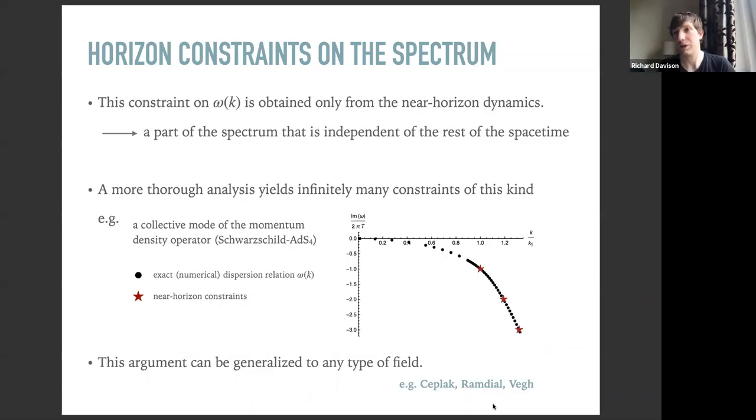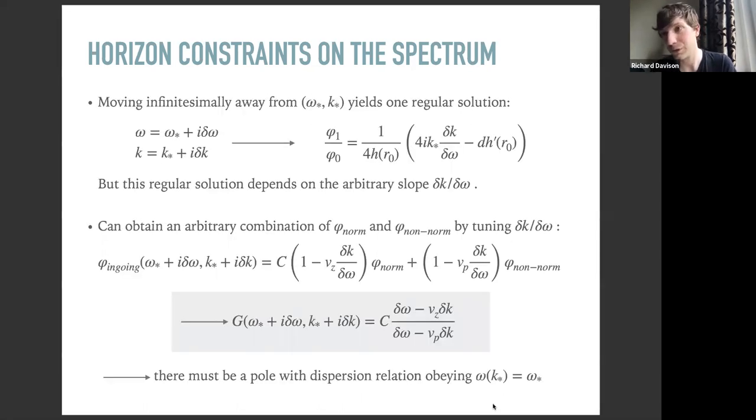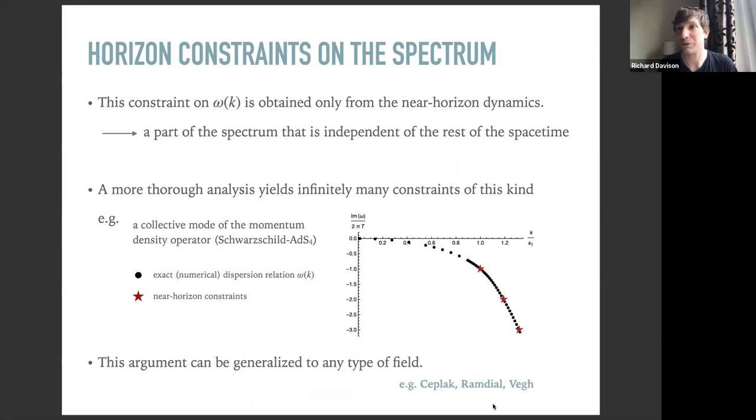And this is interesting, one of the reasons being that to identify where these special points in Fourier space are, all we have to do is look at the dynamics near the horizon. We don't need to know anything else about the rest of the space-time, and we can get some constraints on the spectrum of modes. So if you like, what this procedure tells you is that there's a part of the spectrum that is completely independent of the rest of the space-time and is just fixed by what's happening at the horizon.